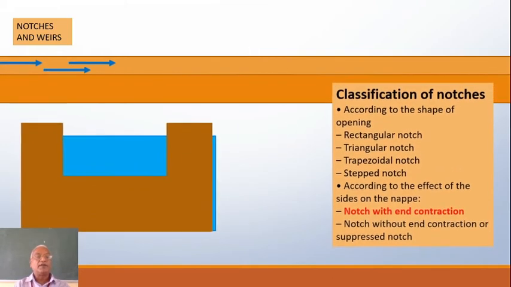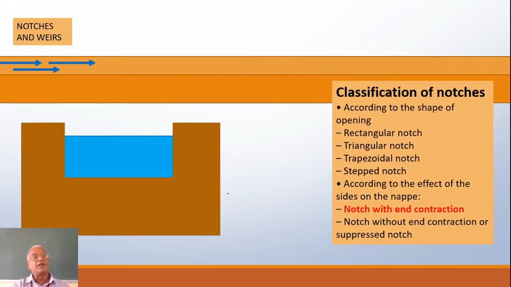Next we'll see the same rectangular channel I have taken, and as I have told you, this is h, right? This is z, and this I have called L, this much, and this one I have called L. Okay, now according to the effect of sides on the nappe, when the sheet of water comes out, obviously the sheet will not have a width equal to L, because the side will be pushing it out slightly.